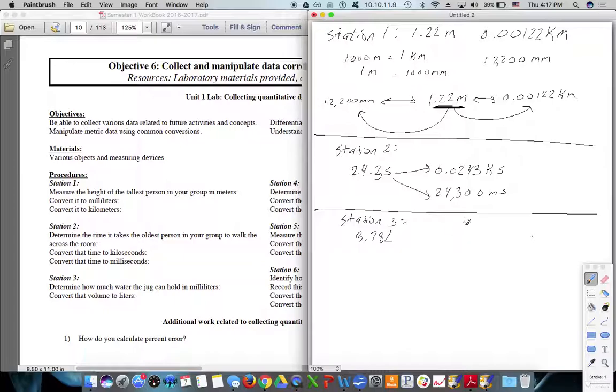I'm going to start with 1 liter is equal to 1,000 milliliters, or we could say that 1,000 liters is equal to 1 kiloliter. Now, we usually don't use kiloliters. It's kind of strange to me that that would even be an option. I guess it's not here, but it's part of it.